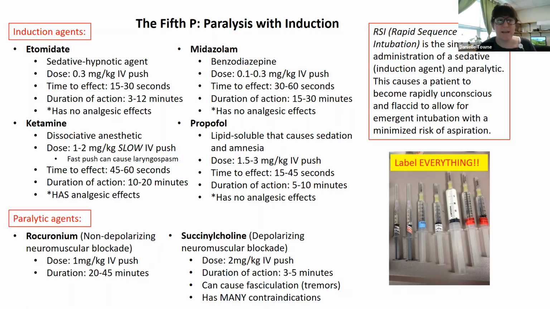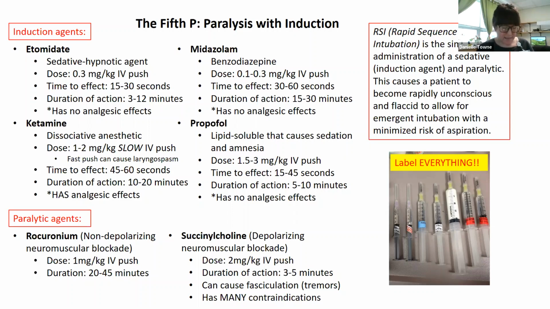Okay, ketamine is a dissociative anesthetic. The dose is about 1 to 2 milligrams per kilogram, and that's a slow IV push. We talked about this in another lecture, but if you give it fast, you give it rapidly, it can cause pretty significant laryngospasms. It takes about 45 to 60 seconds to actually take effect, but it lasts about 10 to 20 minutes. So this one gives you a little bit of extra time versus that etomidate that only lasts about 3 to 12 minutes. And ketamine actually does have pain properties, which is excellent.